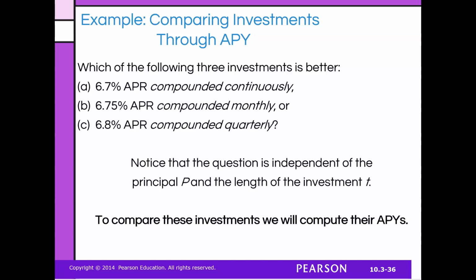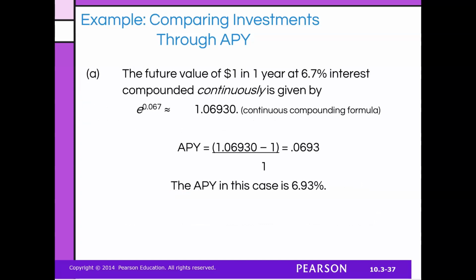So which of the following 3 investments is better? We talked about these. We've got compounded continuously, compounded monthly, and compounded quarterly, and we note that these are slightly different. The question doesn't really matter how much we put in or how long we put it in for. We really just want to know, how does it grow? What makes the most sense? So we're asking APY, the yield at the end of the year.